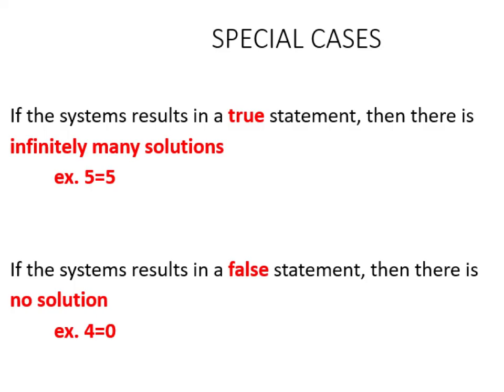Now we will discuss the special cases of solving systems of equations by substitution. If the system results in a true statement, then there are infinitely many solutions, because it's always true, so any number would work. An example that you may see is something like 5 equals 5, which is a true statement, so it's infinitely many solutions. If the system results in a false statement, then there is no solution, because there's no set of numbers that will ever make it true. So if you see something such as 4 equals 0, which is false, that would mean no solution.